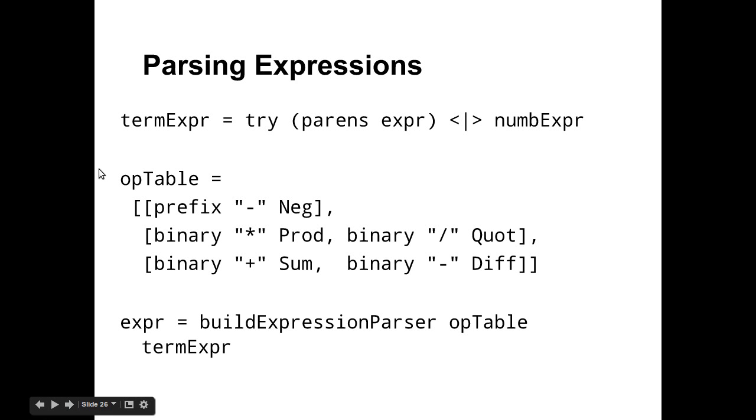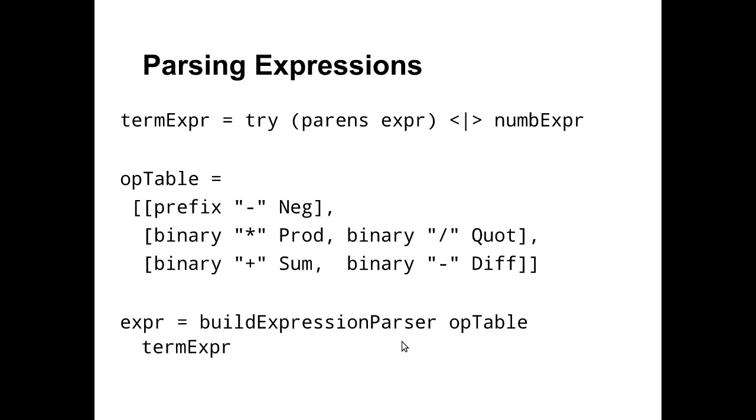After that, we have this complicated piece where we build this thing called opTable, and then call buildExpressionParser on the opTable. And what buildExpressionParser does is it builds an expression parser that we can then call with the Parsec parse command. And this correctly handles things like operator precedence. We want negation to be higher precedence than product or quotient. And we want product or quotient to be higher precedence than sum or difference. And buildExpressionParser will just do all that for us. And so this magically does the right thing.